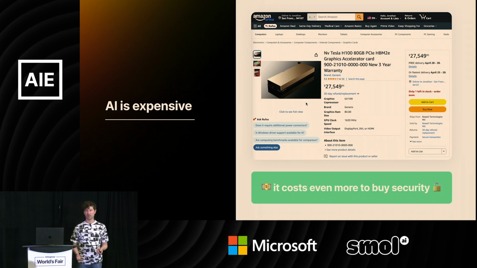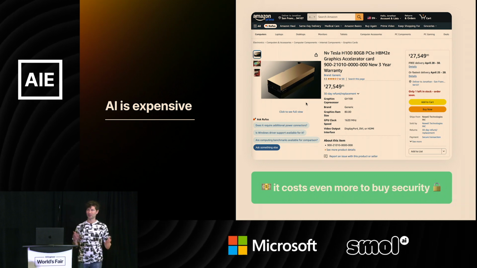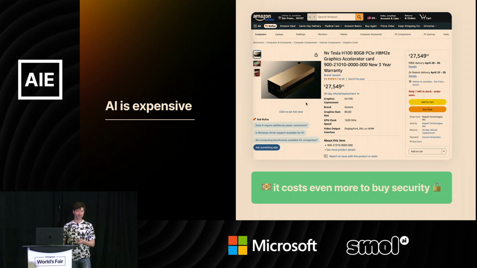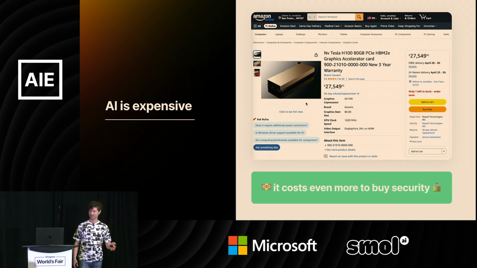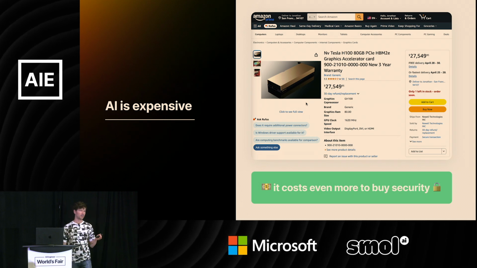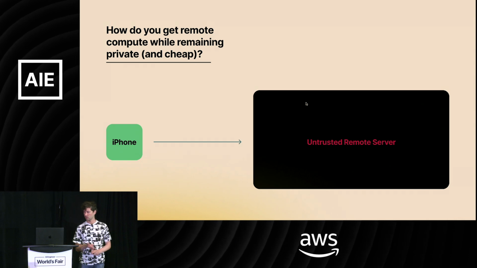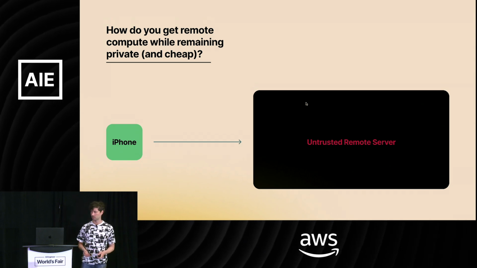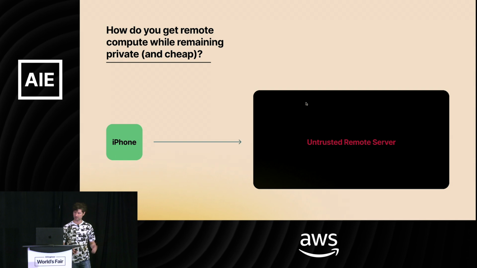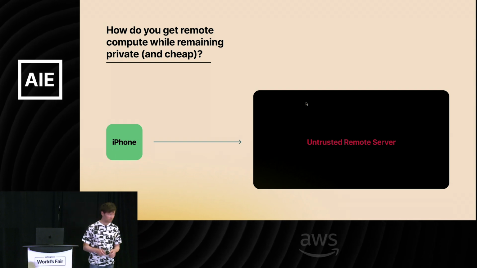And the simple way to do that would be to buy all of the iPhone's H100s, pair them in the cloud, you get your own H100, boom. But obviously, AI is even more expensive. So that's not going to work. So they actually need some approach, which is how do you get remote compute while remaining private and cheap? Otherwise, it doesn't work. So I'm going to kind of frame the problem this way.